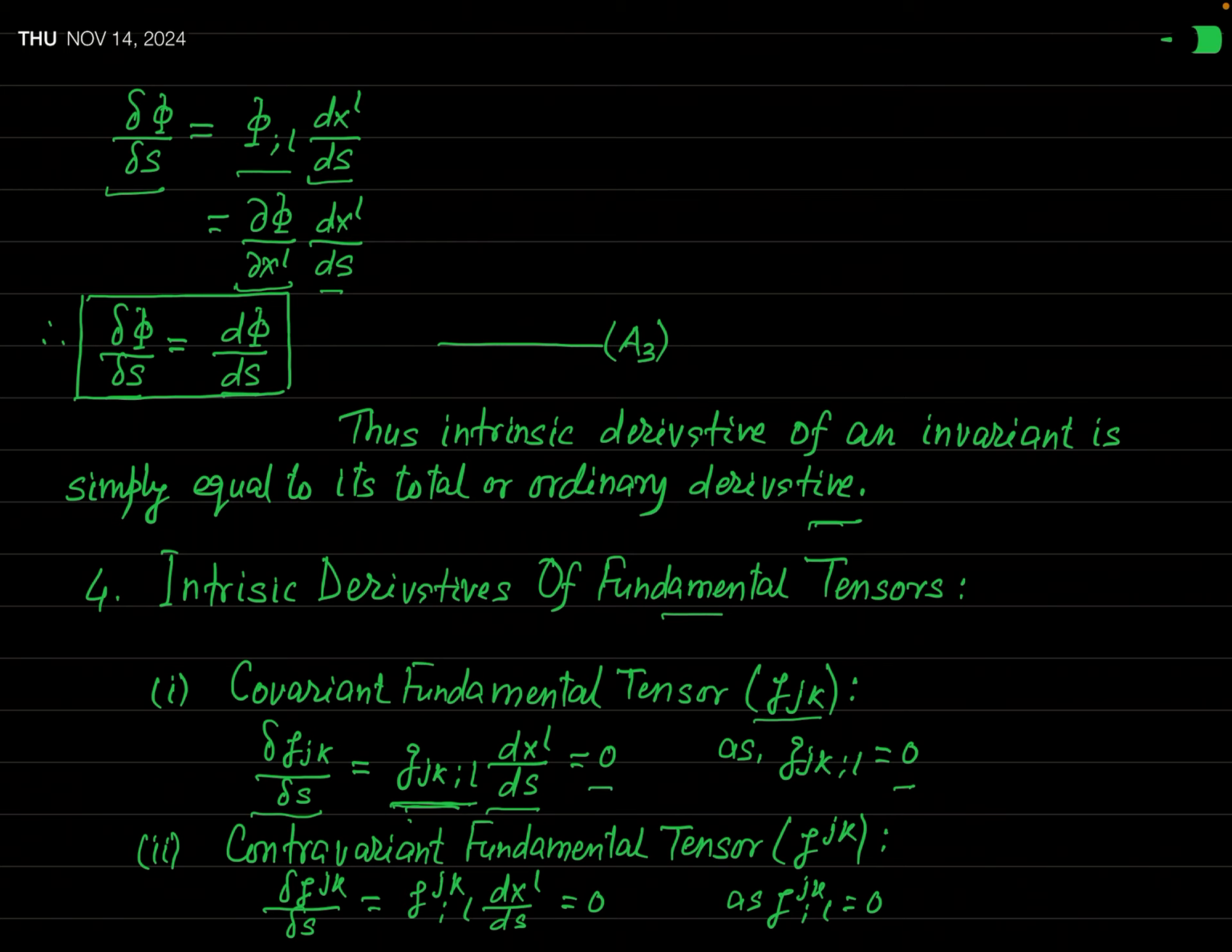Similarly, if you are talking about the contravariant fundamental tensor G superscript jk, then its intrinsic derivative will be denoted by this symbol, and this will be defined as the product of the covariant derivative of G jk with respect to XL times dxl by ds. But we have also seen that the covariant derivative of the contravariant fundamental tensor is also equal to 0. So its intrinsic derivative is also 0.